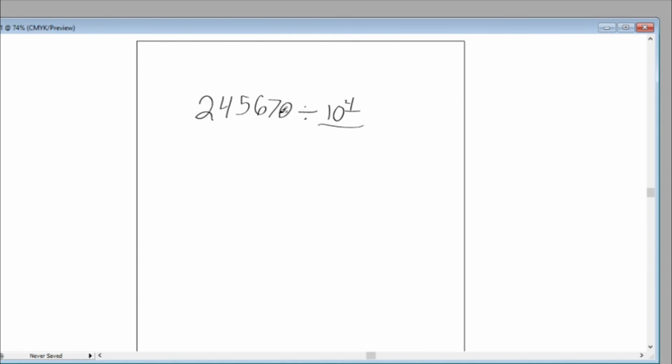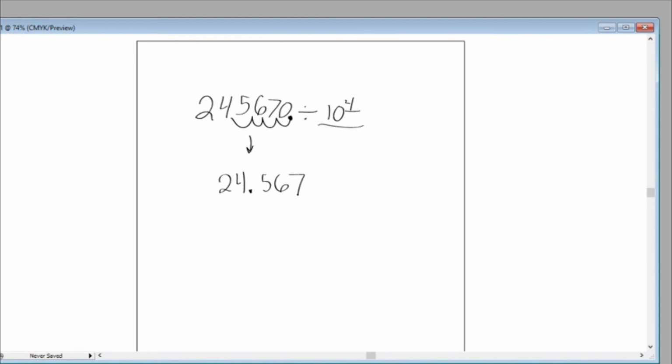So right now my decimal is starting out right here. If I move it 4 times to the left, that's 1, 2, 3, 4. So my new number is going to come out to be 24.567. Now, we don't really need the 0, but you know what I mean. So again, if we're using a power of 10, we're just talking about moving the decimal.